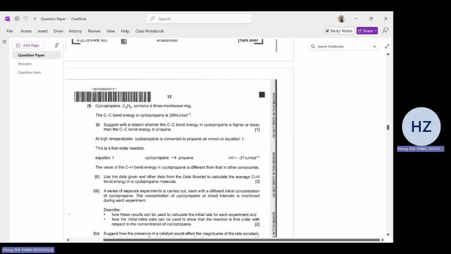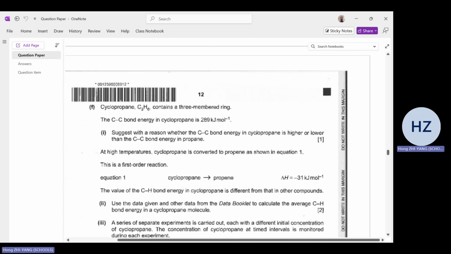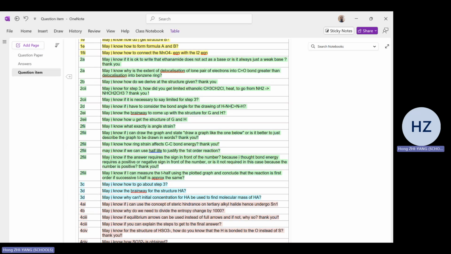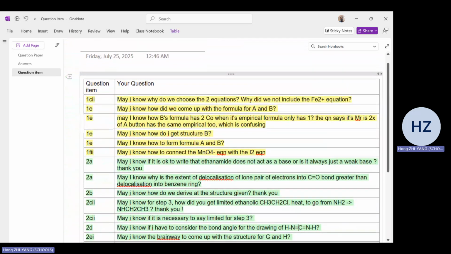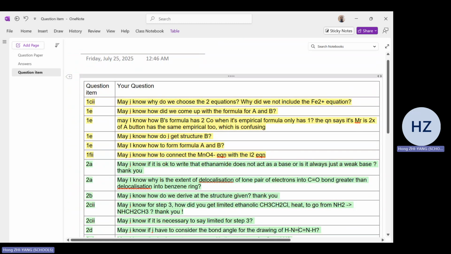So before we begin, I should show you this one. These are the questions that are collated from the Google Sheets, and we have a total of... I did not count. I just don't bother to count. Let's go by how many questions we have.